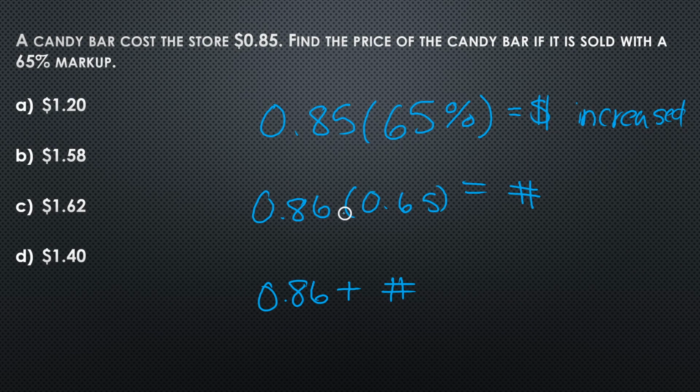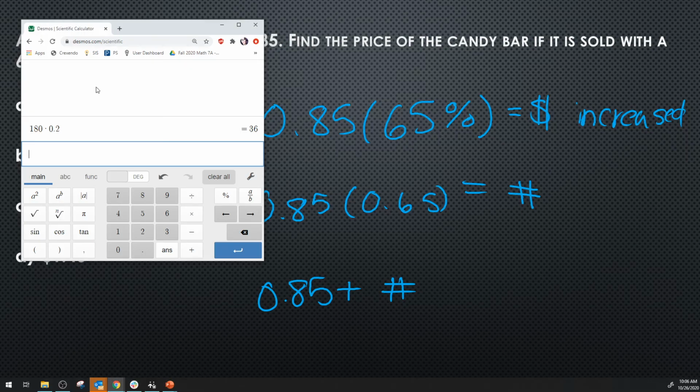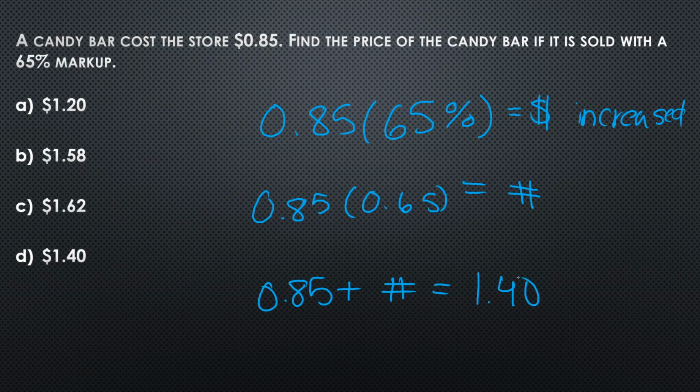Whoops, this should be a 5, not a 6. I'm glad I caught that, otherwise my answer could be slightly off. Alright, so 0.85 times 0.65. Then 0.85 plus 0.55. And that tells me that they're going to sell this candy bar for approximately $1.40.